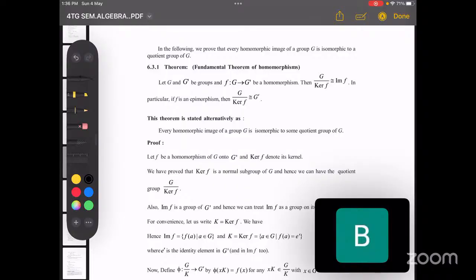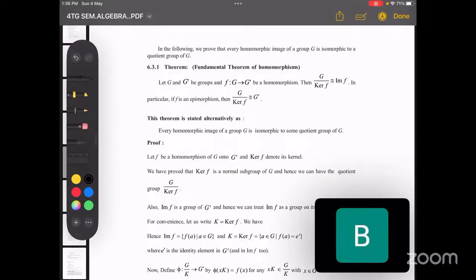So the first one is: let G and G dash be groups and F be a mapping from G to G dash, a homomorphism. Then G by kernel F is isomorphic to image of F. In particular, if F is an epimorphism, then G by kernel F is isomorphic to G dash. That you have to prove, or else if you write any one statement, it is enough.